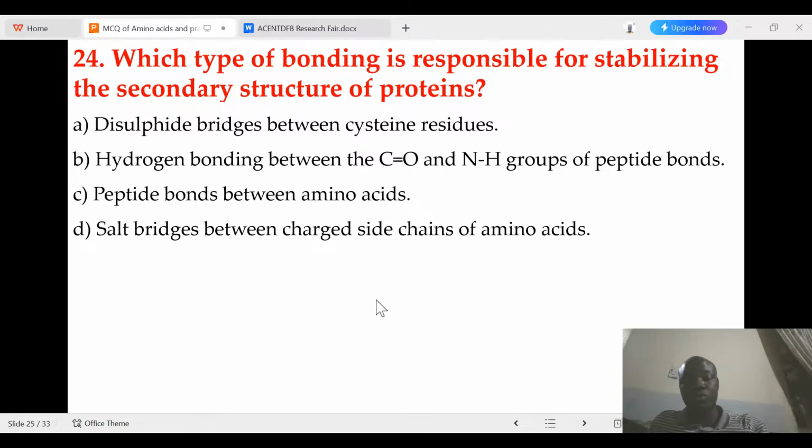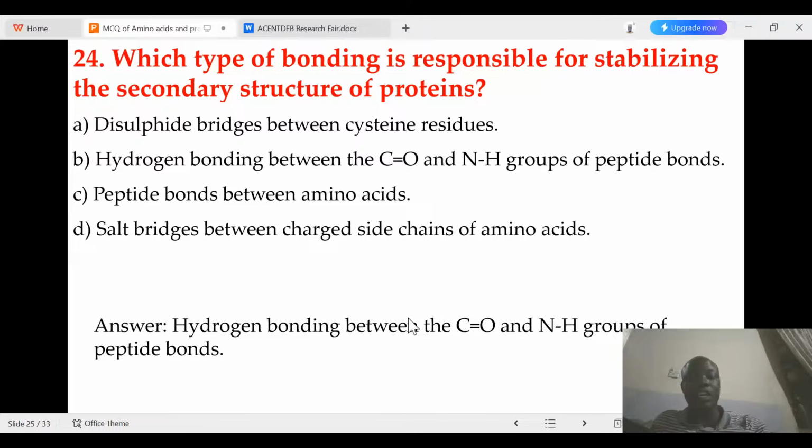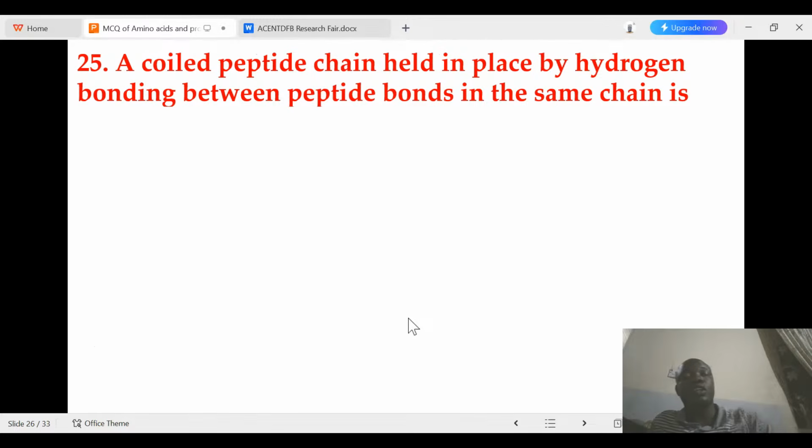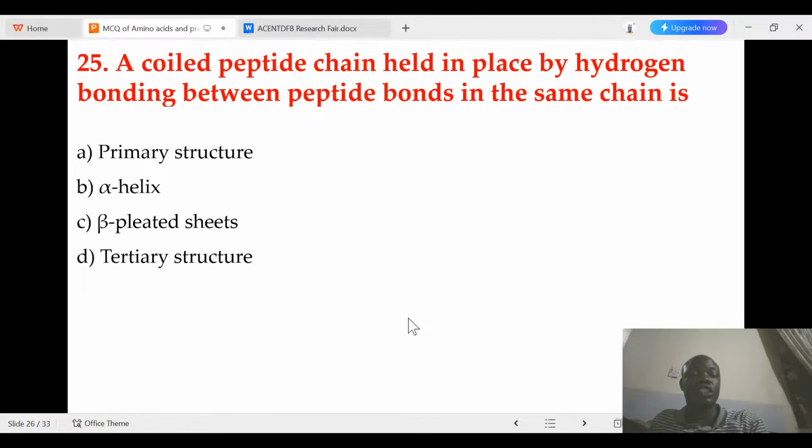So let's now move to question 25. A coiled peptide chain held in place by hydrogen bonding between peptide bonds in the same chain is: A. Primary structure, B. Alpha helix, C. Beta pleated sheet, D. Tertiary structure. So what is the answer for this?